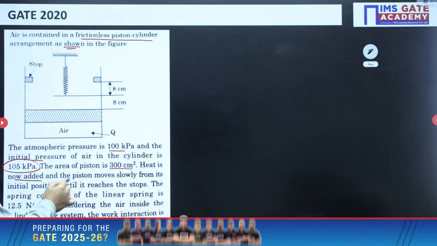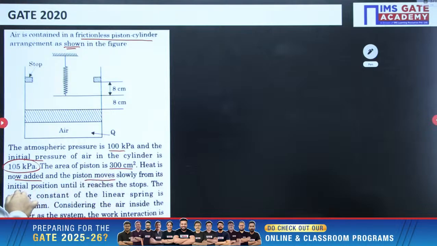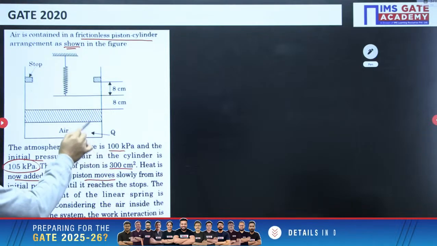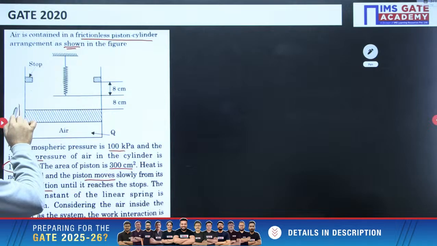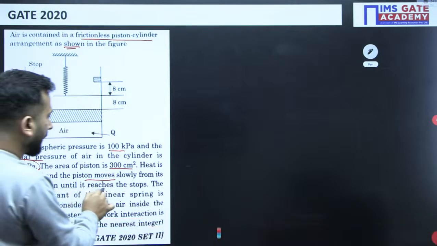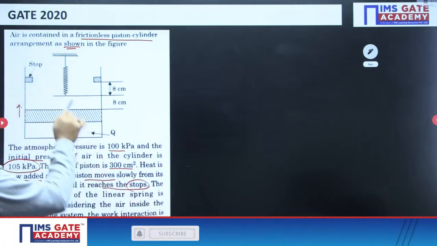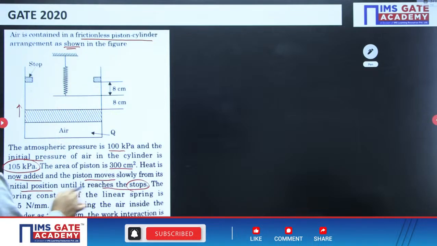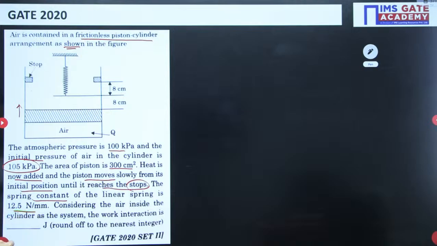Heat is now added and the piston moves slowly from its initial position. So when you give heat, the piston will go upwards until it reaches the stops. The spring constant is given as 12.5 Newton per mm.